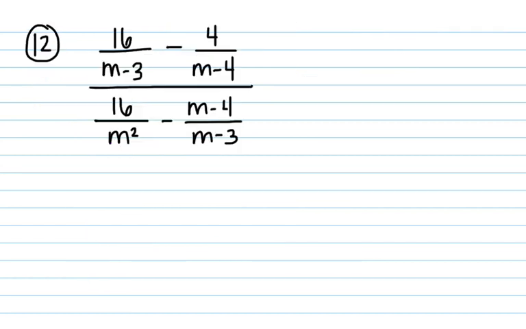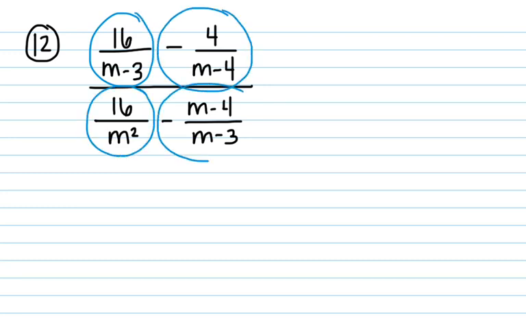In number 12, it starts looking a little scary, but we're going to follow the same procedure that we've been using. We're going to look at all the baby fractions, and this time we have 4 of them, and we are going to ask ourselves, what's the least common denominator? Well, this first baby fraction has a denominator of m minus 3.